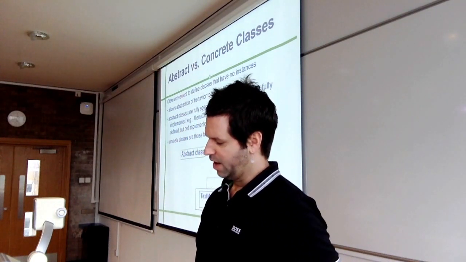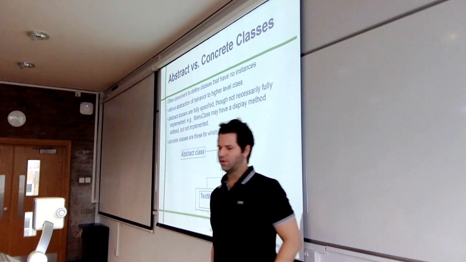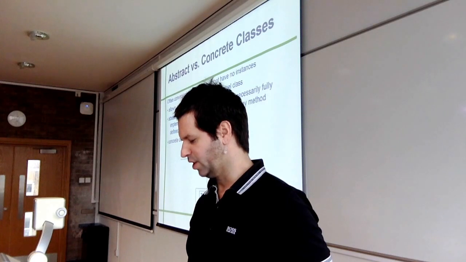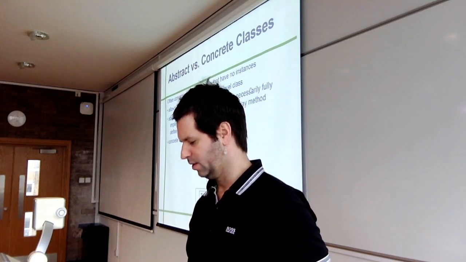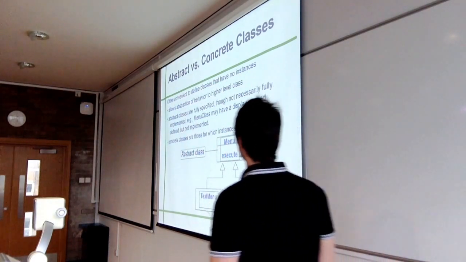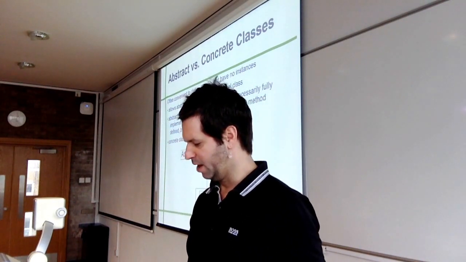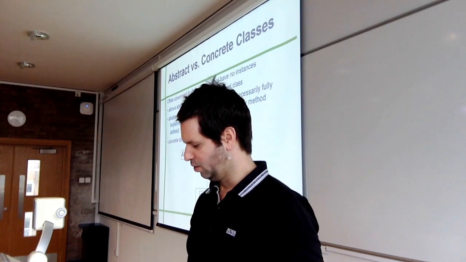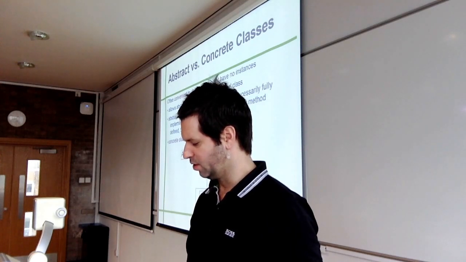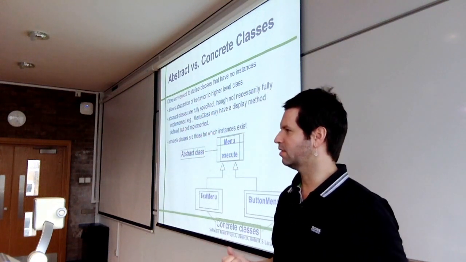Sometimes it's convenient to define classes that have no instances. In other words, we never create them. And it allows for a kind of abstraction to a higher level class. Abstract classes are fully specified, though not necessarily fully implemented. So a menu class may have a display method defined but never implemented. So menu is, in this case, an abstract class, and it has a method called execute. But when you call menu execute, nothing happens.